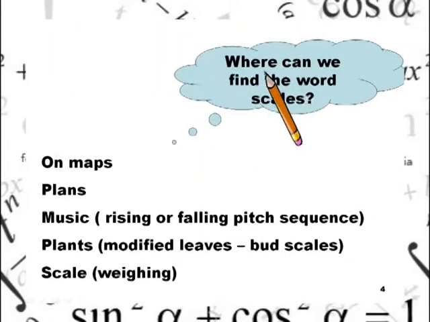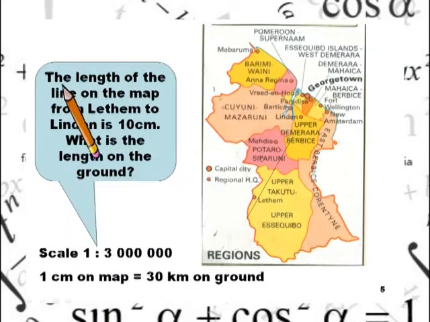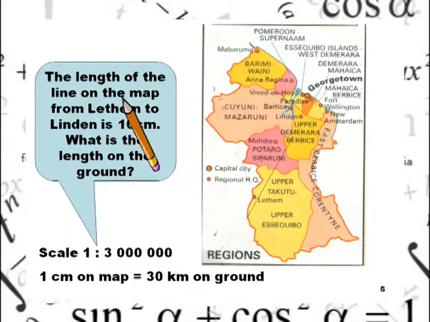Where can we find the word scales? On maps, plans, music, rising or falling pitch sequence, plants, modified leaves, bud scales, scale, weighing. The length of the line on the map from Lethem to Linden is 10 cm.